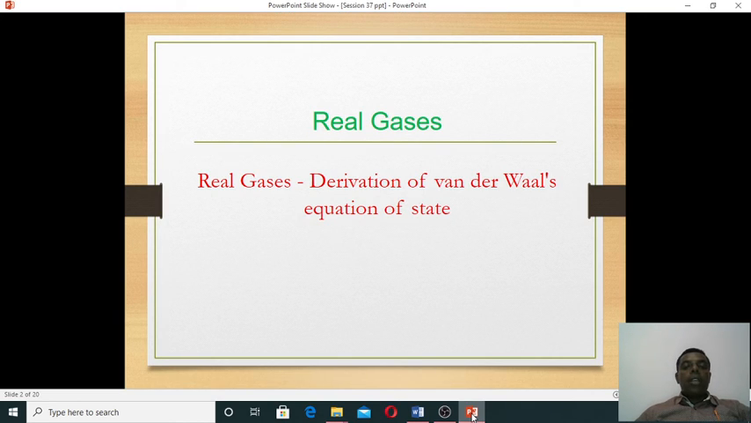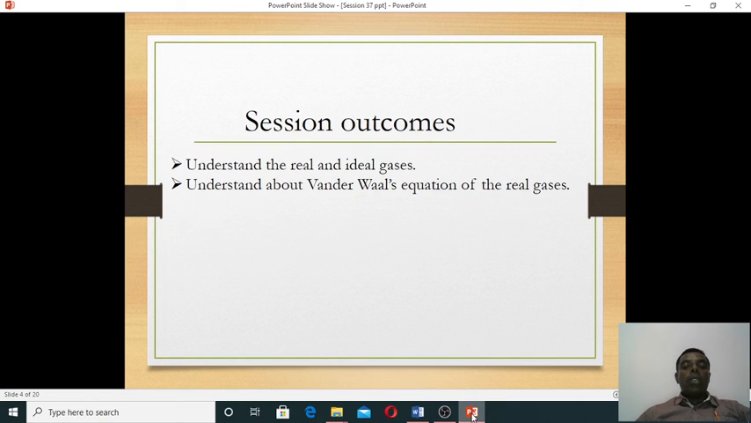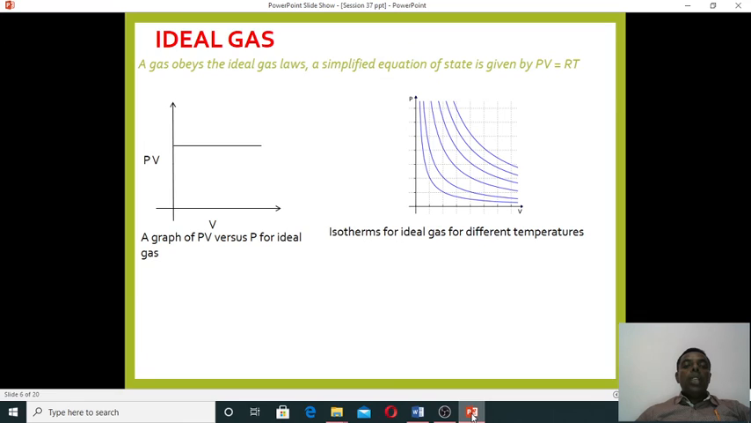So, in this session, we'll understand what is meant by real gases, what is the difference between real gases and ideal gas, what is the equation for real gases, and we'll understand the van der Waals gas equation. Now, in this, real gases means ideal gas.